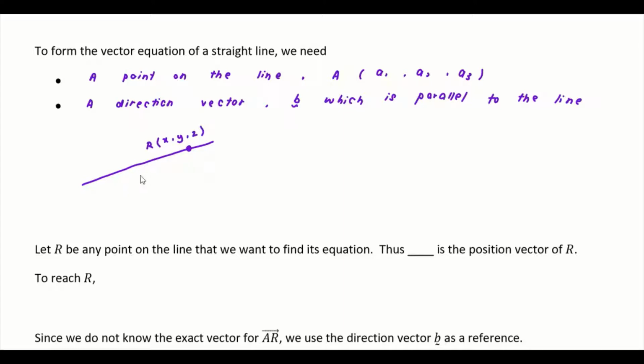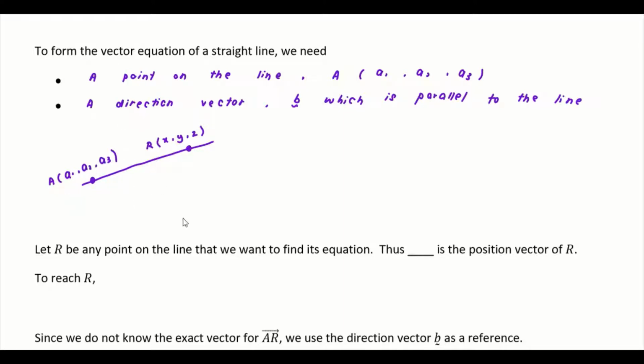When we want to find this R, I need the first piece of information, which is a point on the line. If this is a straight line that I want to find its equation, I'll need to know one point on the line. For example, this is the point that I know, and it's denoted by A, with the coordinates A1, A2, and A3.